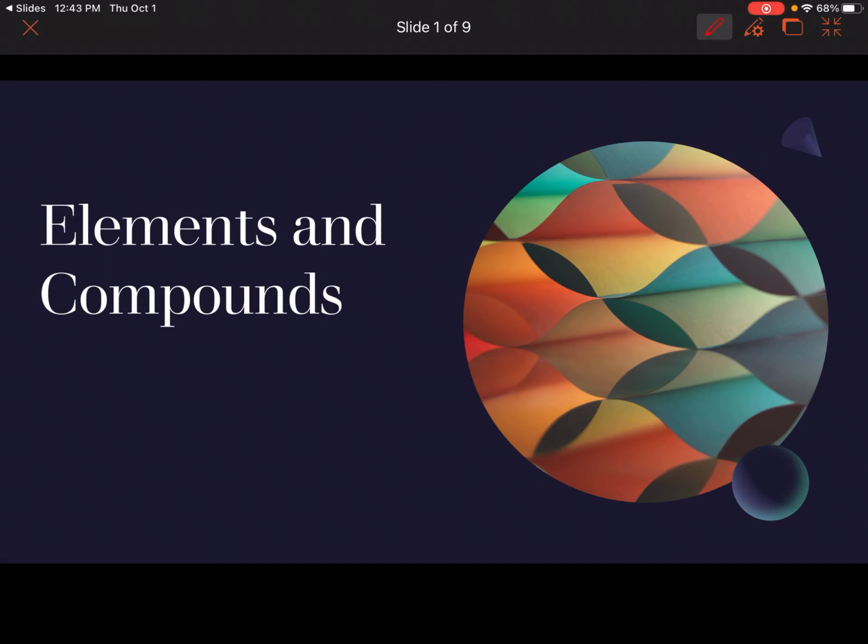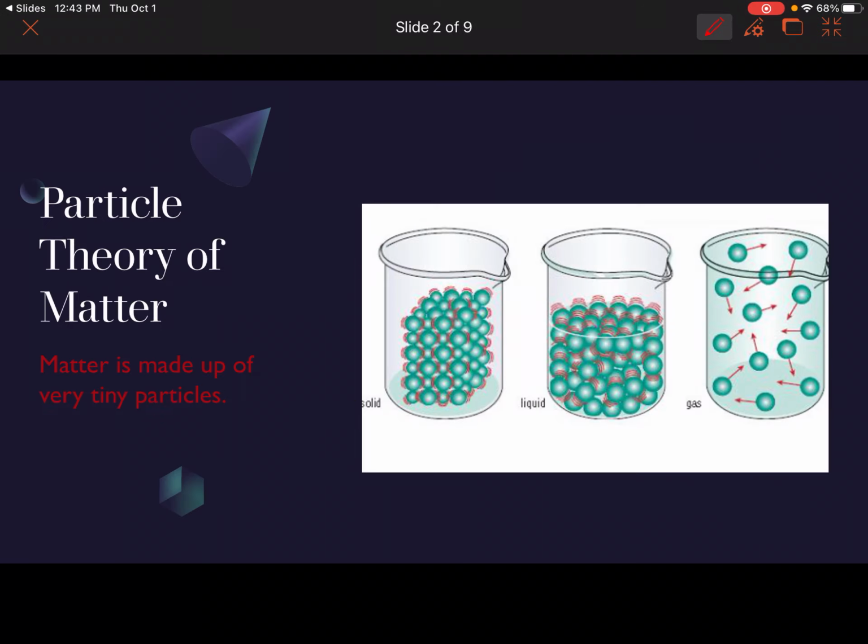Hi grade 9s. Today we are going to learn about elements and compounds, and so this will be lesson 1.9 for you. Okay, we're going to review first the particle theory of matter.